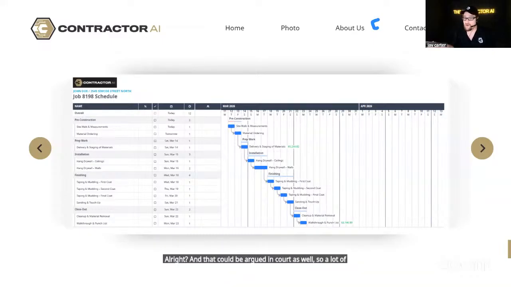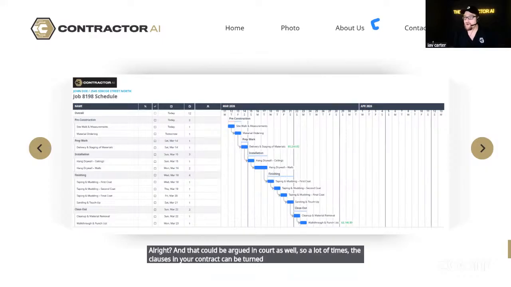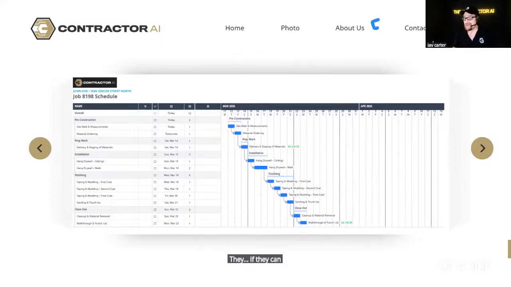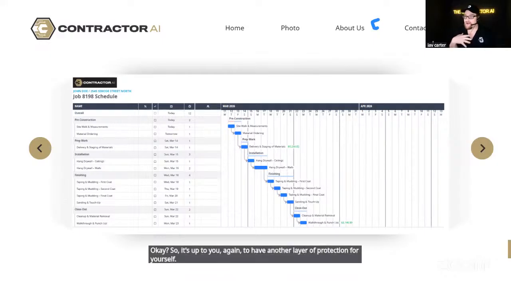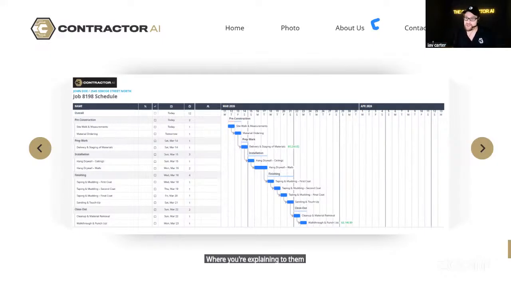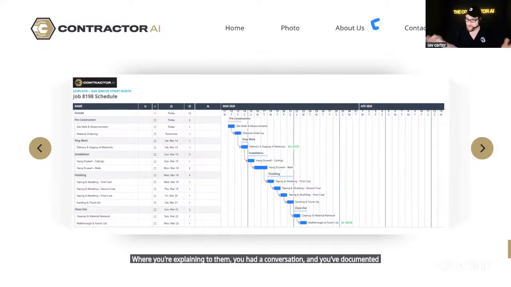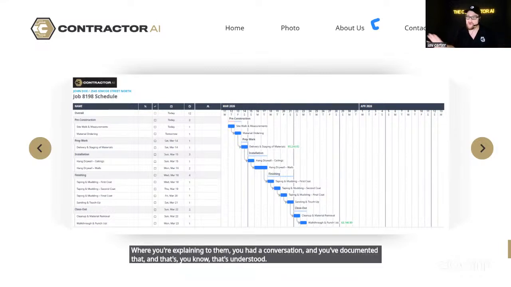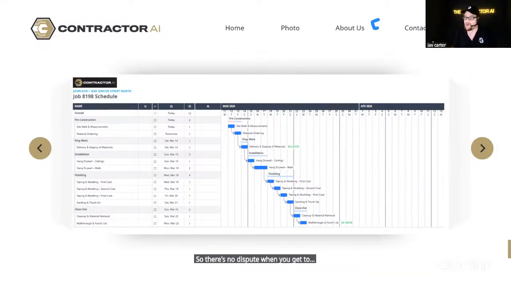A lot of times the clauses in your contract can be turned over in court if they can say that it was too complicated or too vague. So it's up to you to have another layer of protection for yourself, where you explain to them, you had a conversation, and you've documented that. And that's understood. So there's no dispute when you get to whether they owe you the money or not. Does this make sense?